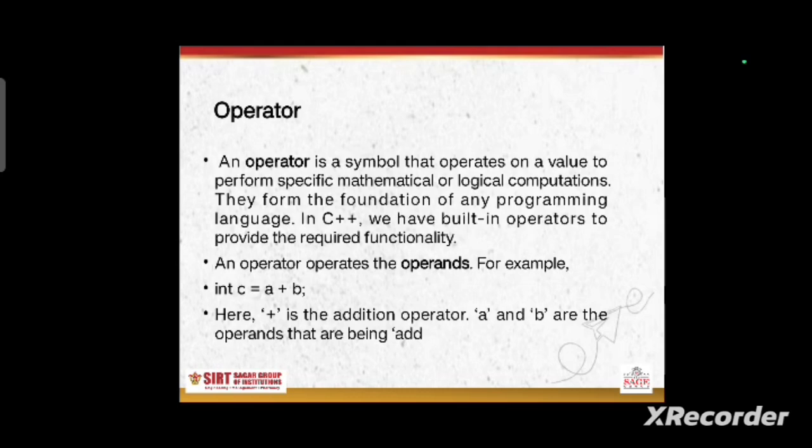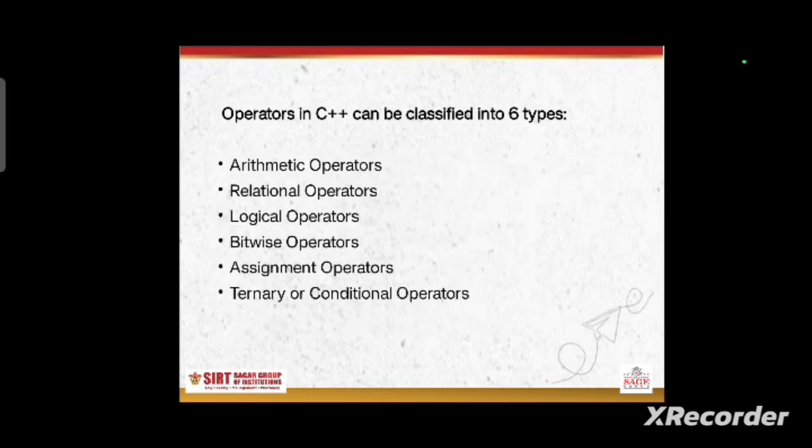For example, if we want to add two integers, and we want the answer to be an integer, then we write int c = a + b. Here plus is used as an addition operator. Whenever we have to add two numbers, we can use the plus sign. So this is the operator for the plus sign.